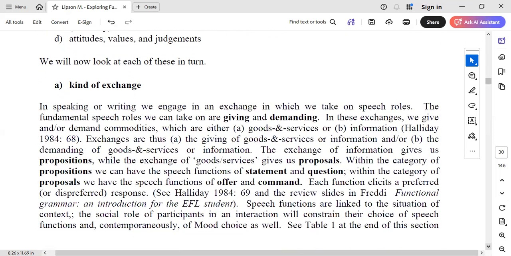In speaking and writing, we engage in exchange in which we take on speech roles. The fundamental speech roles we take are giving and demanding, right? So, right now, when I am talking to you, am I not giving you the information? Yes or no?